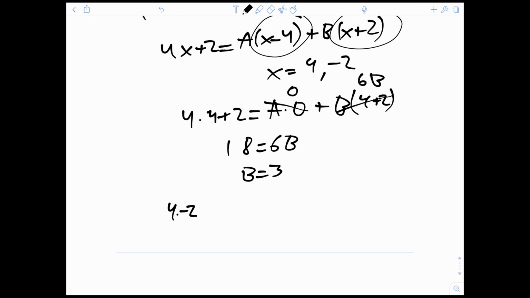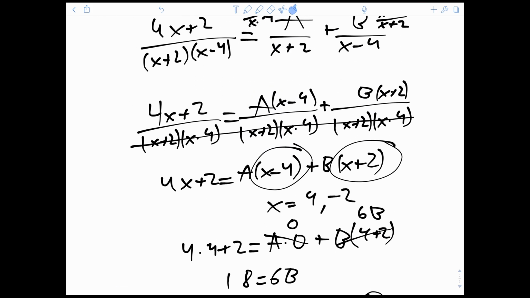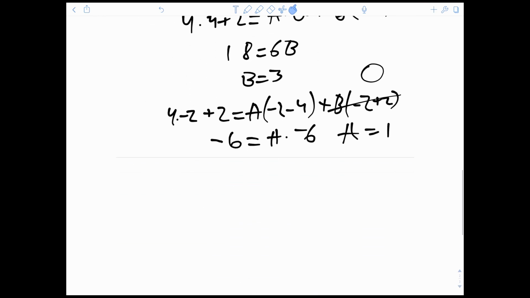4 times negative 2 plus 2 is equal to A times (negative 2 minus 4) plus B times (negative 2 plus 2), which we know is 0, right? So what we get is negative 6 is equal to A times negative 6, and we get that A is equal to 1. So if we go back here to this equation right here, let's plug that in and see what we get.